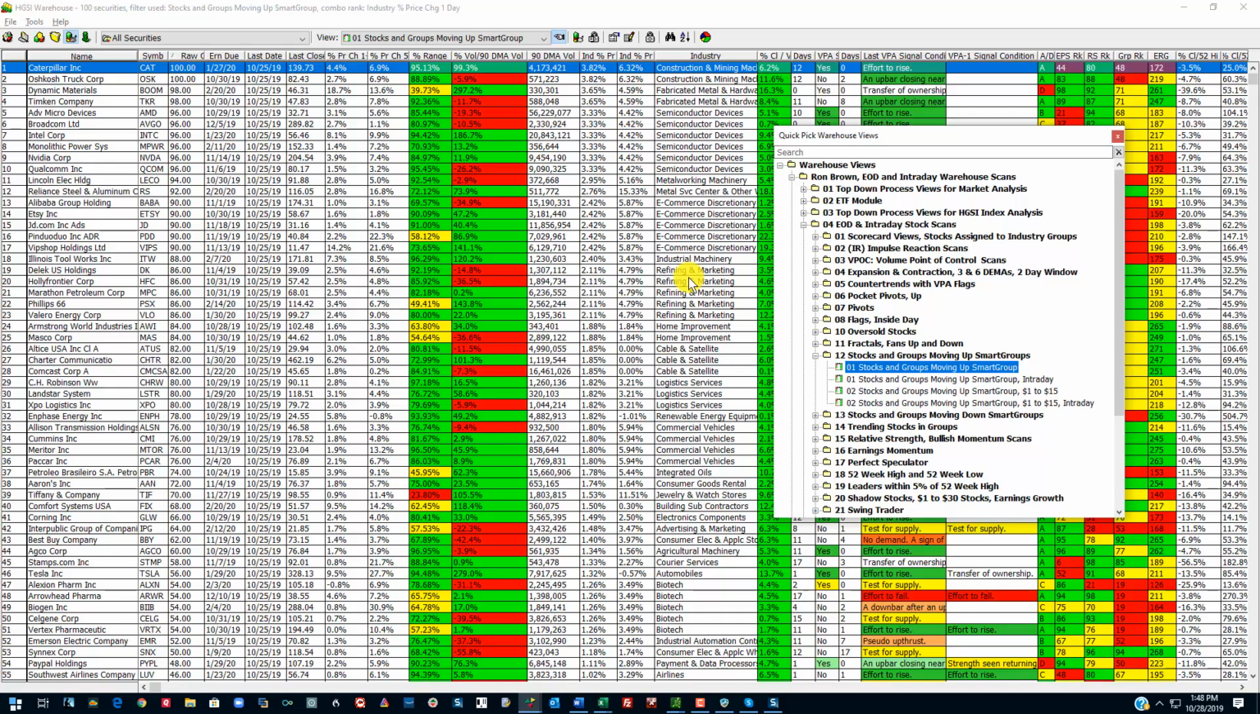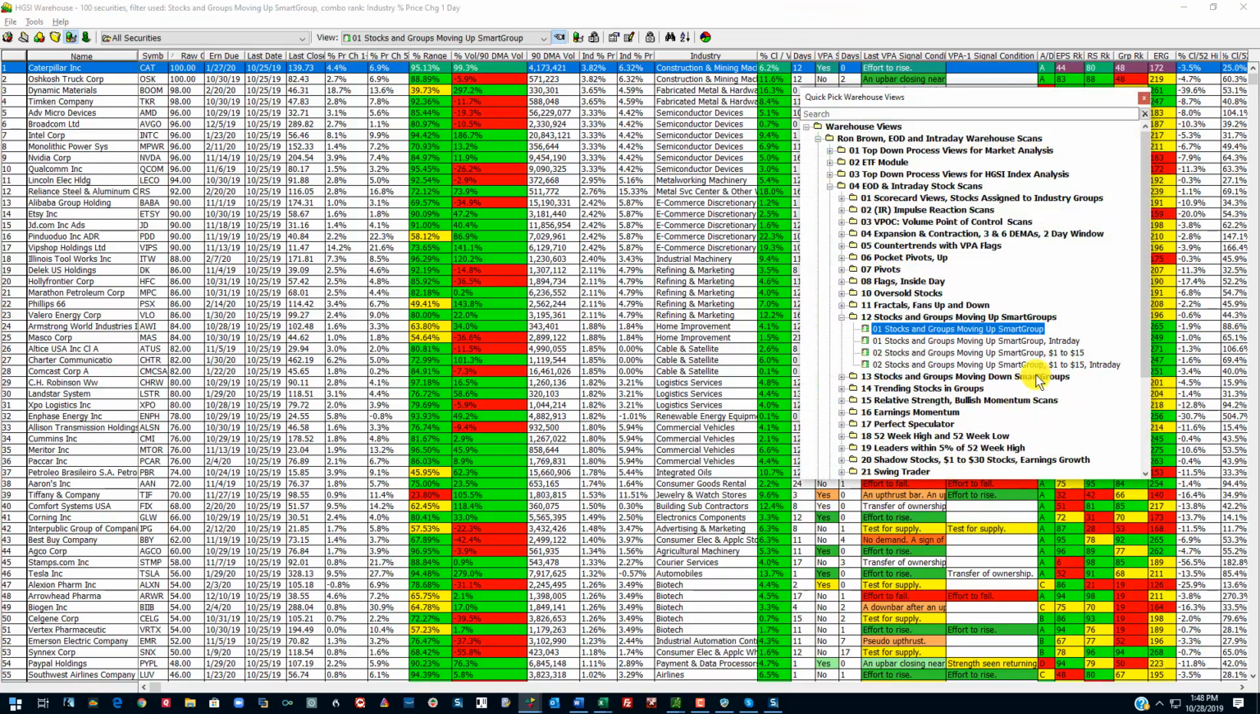These are the stocks that were in demand on the prior trading day. And this includes all stocks which are assigned to groups. So the filter accesses the smart group directly. And then it is driven in this view by the industry percentage price change one day.